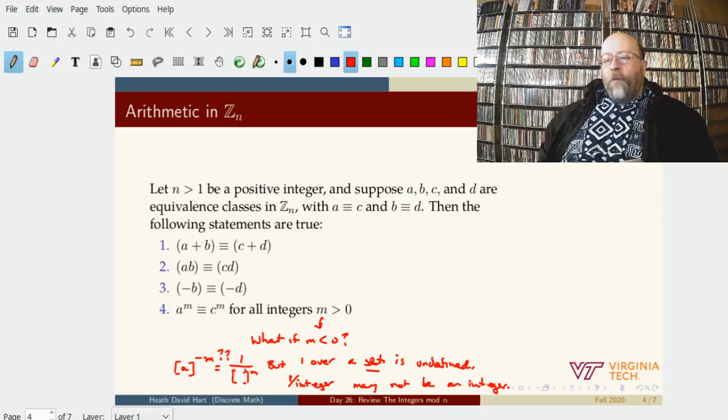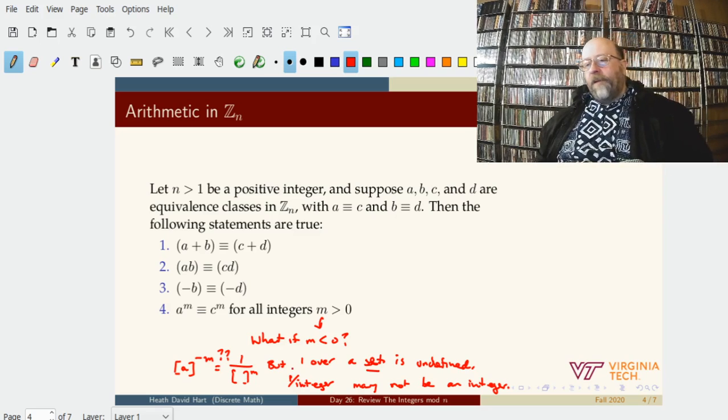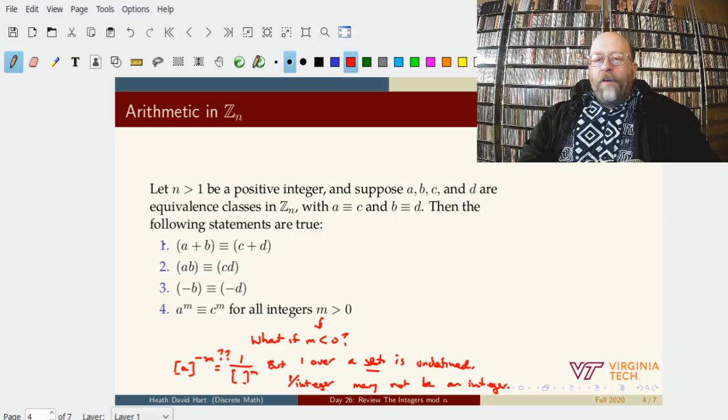And even if we were dividing by the numbers in the set, the numbers in the set may not be something we can divide by. So we can't define this for m less than 0. We can only define this for m greater than 0. Okay? But all of these are true facts, and you can reference them without having to cite them.